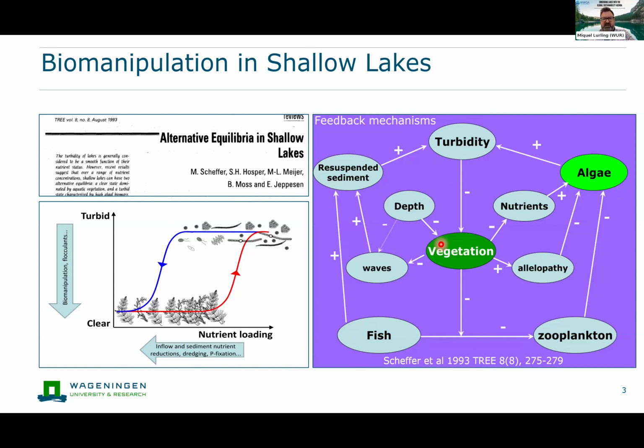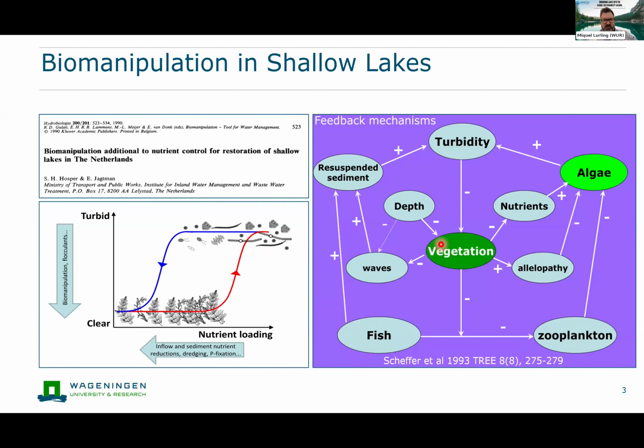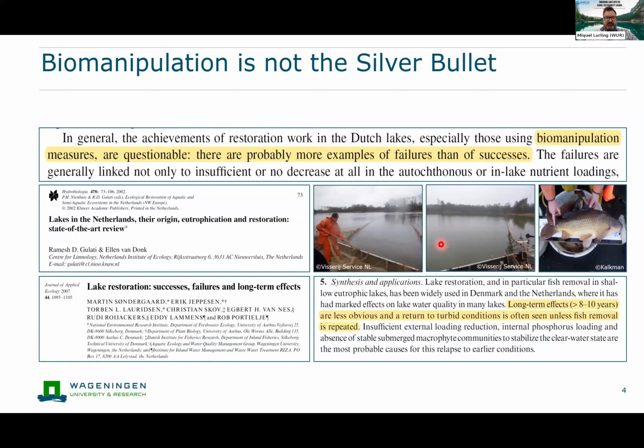So biomanipulation was embraced by the Dutch because external nutrient load reductions appeared insufficient to bring our lakes into a more desired state, as they were before the 1950s. And before the 1950s, virtually all Dutch shallow lakes were crystal clear with abundant submerged macrophytes. However, biomanipulation also turned out not to be the magic solution. It was not a silver bullet.